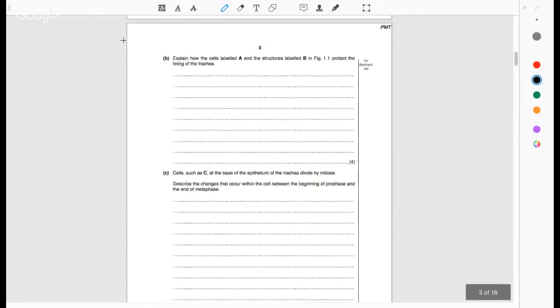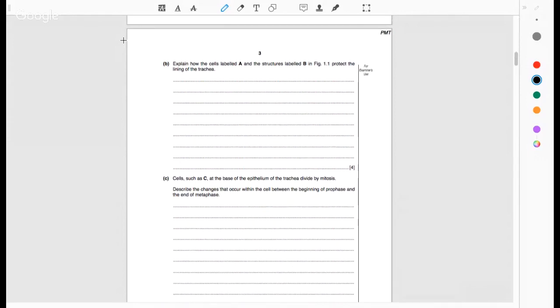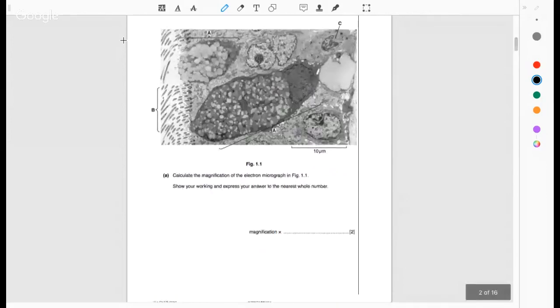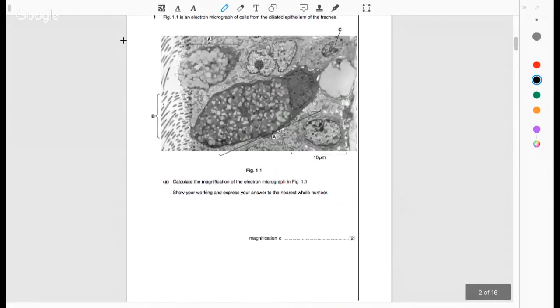Explain how the cells labeled A and the structures labeled B protect the lining of this trachea. So this is 4 marks. So A. So cells labeled A and structures labeled B. So A are goblet cells. Goblet cells secrete mucus from their mucin droplets.